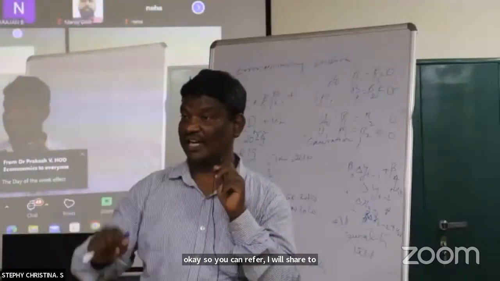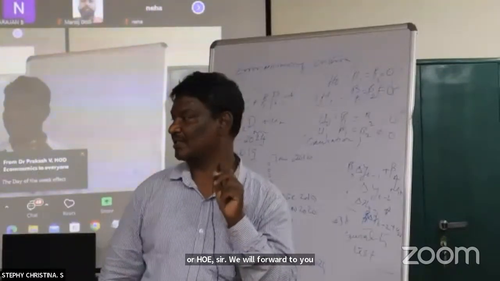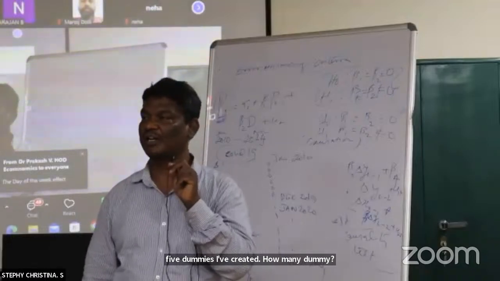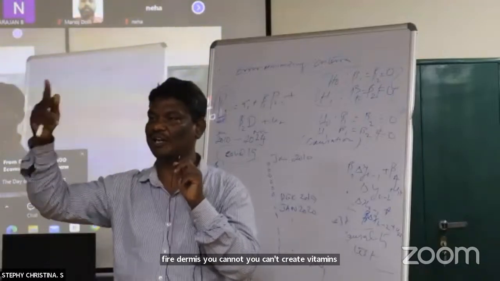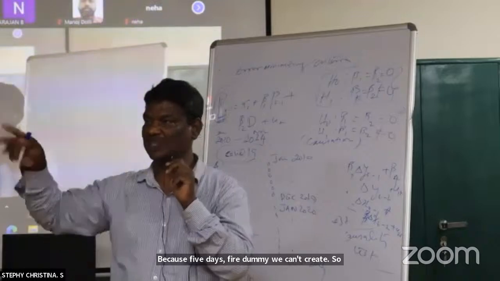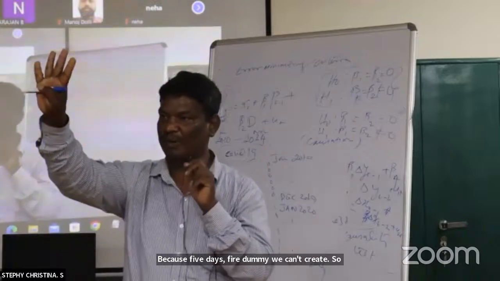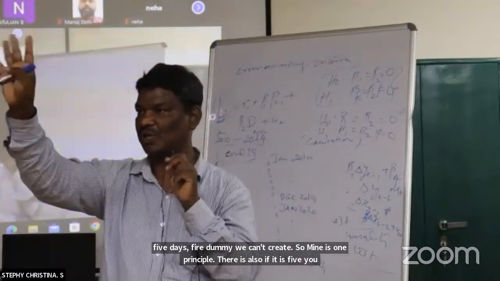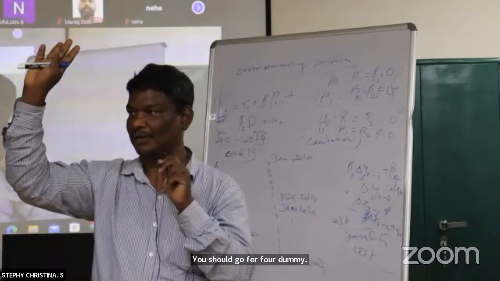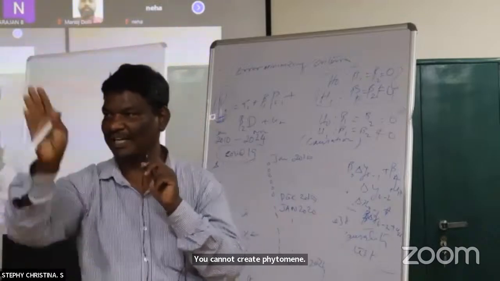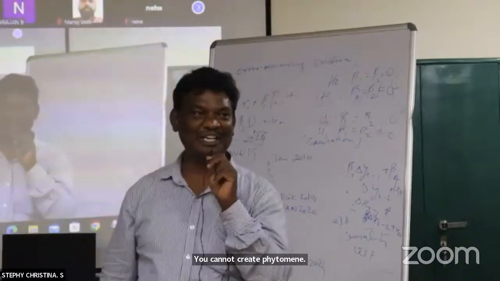I have created 5 dummies. How many dummies? 5 dummies. You can't create 5 dummies for 5 days. So the M-1 principle applies: if it is 5, you should go for 4 dummies. You should not create 5 dummies. If you still want to create them, you have to remove the intercept. Otherwise, you will be in a dummy variable trap.